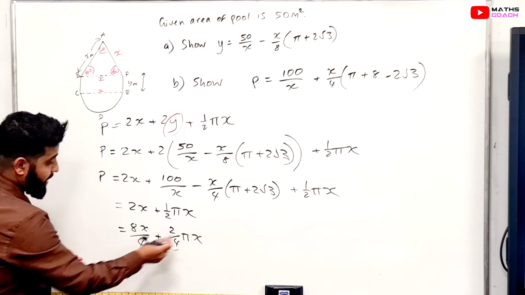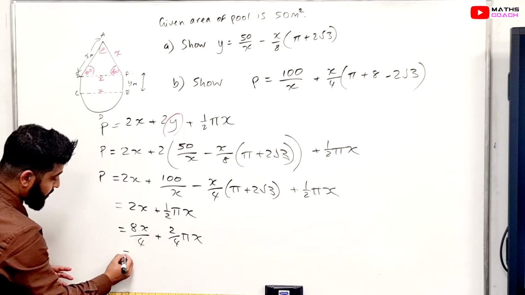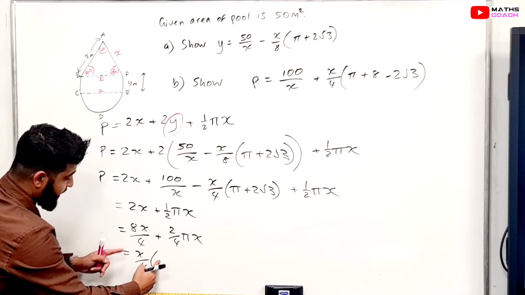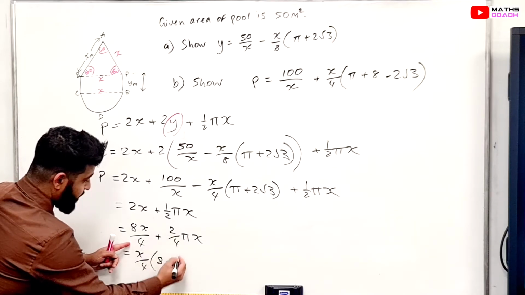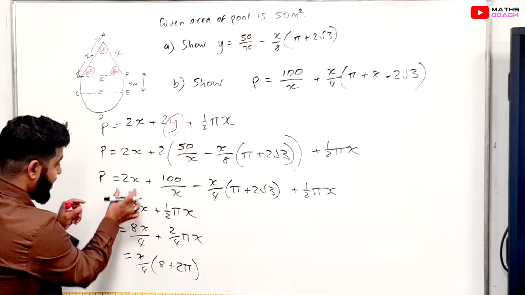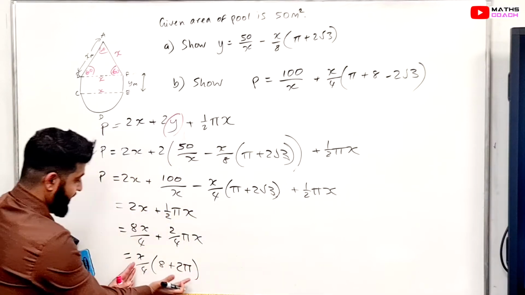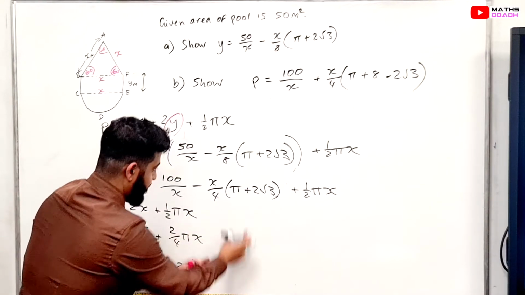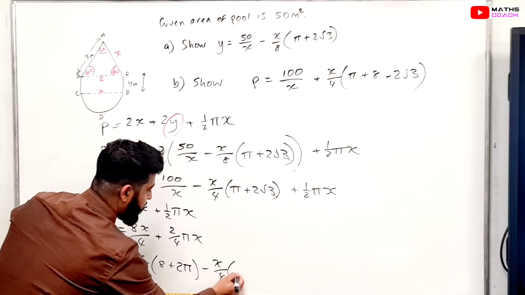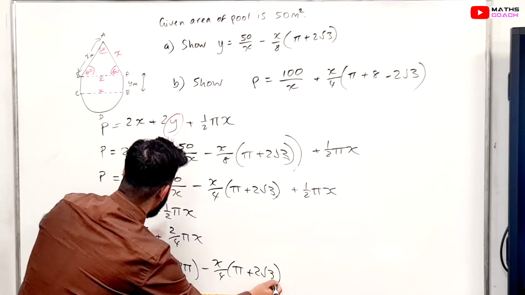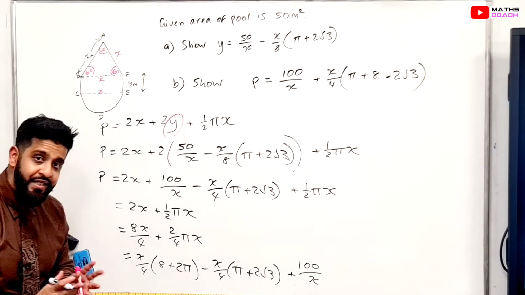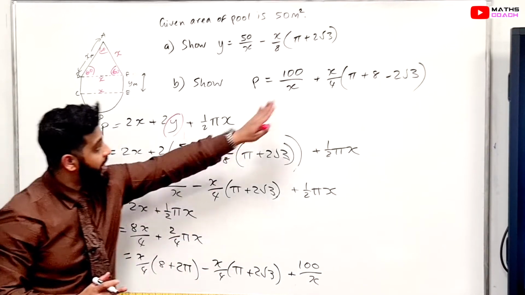So how do I put them together? I can take out the common x over 4, so x over 4, bracket, and then what's going to go inside here is 8 plus 2 pi. So hopefully it's still following. All I've done is put the 2x and this together like that. And I'm going to write this right next to it. But before I do that, I'm going to put this next to this one first. So I'll have x over 4 pi plus 2 root 3, and then I'll have my 100 over x. All right. Now, the next step is very, very important. You can see that I'm getting there now.